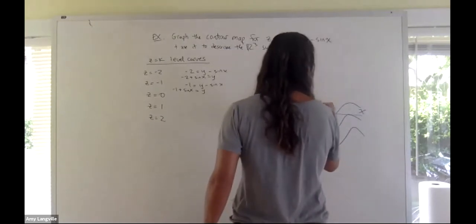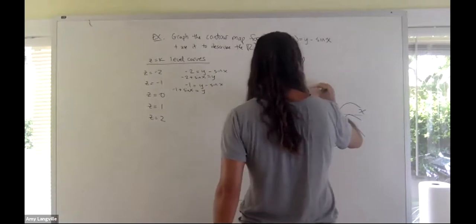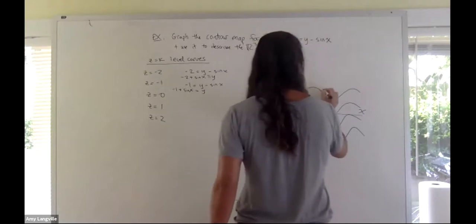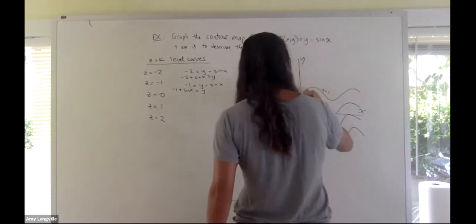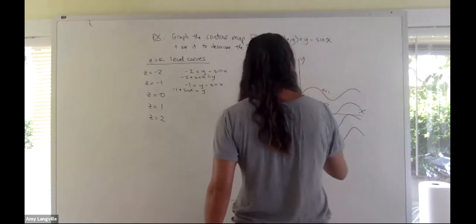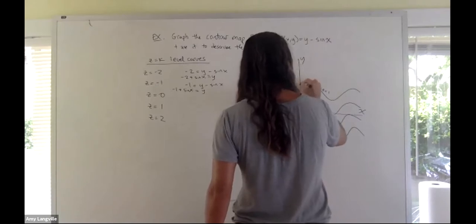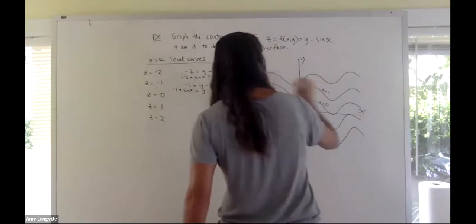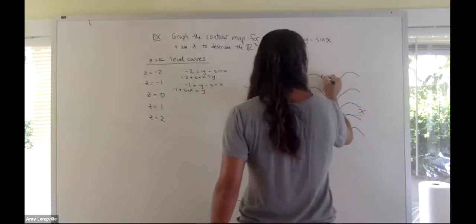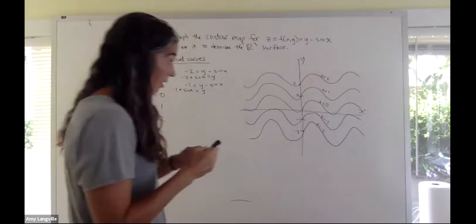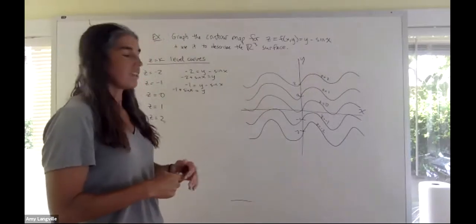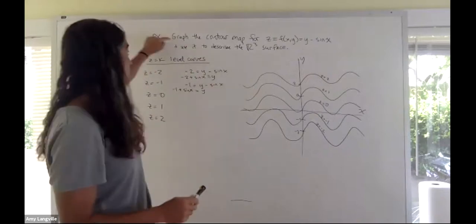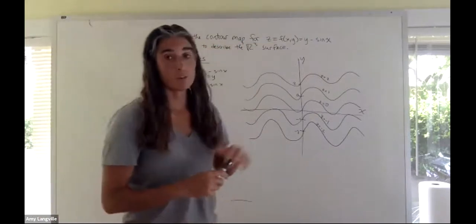This was z equals 0. We put in z equals 1. More sine oscillating graphs. One more at z equals 2, and that was when z was 2 for the level curve. Now we have 5 level curves in the xy plane, which creates a contour map. We got full credit on the first part, graph the contour map for this function.